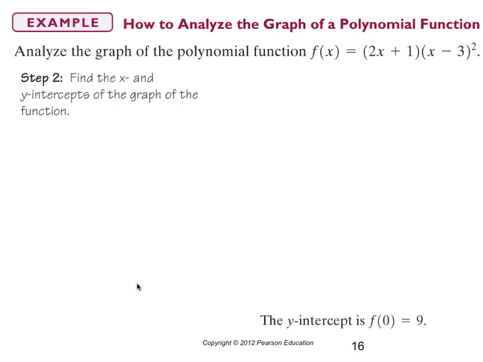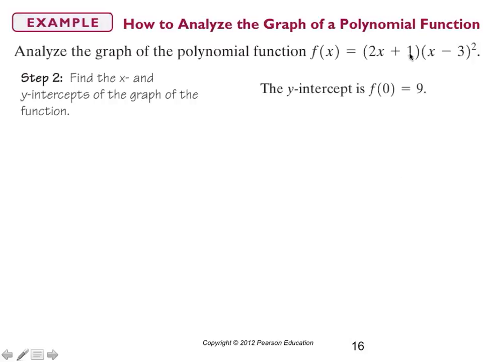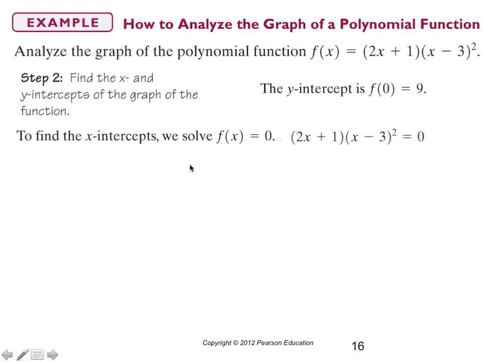Then we want to find the x and the y intercepts and graph the function. We're going to graph a little later. For the y-intercept, we just set x equal to 0. So we should get 0 plus 1, which is just 1, times 0 minus 3 squared, which is 9, so just 9. To find the x-intercepts, we solve f of x equal to 0.